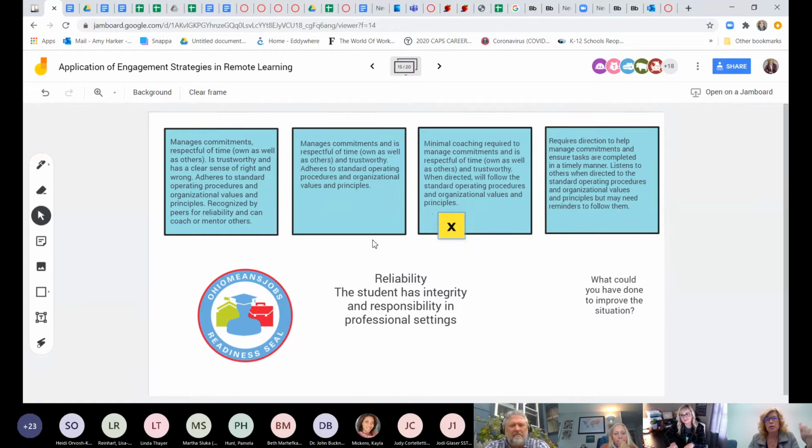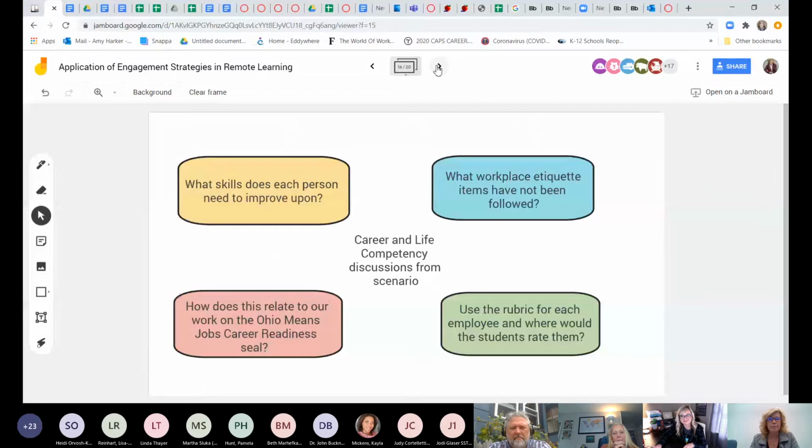But this gives you an opportunity then to talk about reliability and teach it intentionally, because we know how important it is that those things on the rubric are being taught intentionally. And if we're not doing that, students will never make that metacognitive understanding of what those skills mean and how they can improve on them. And so taking that question about what could you have done to improve the situation a little further, delving in and having them use the rubric to talk about that.